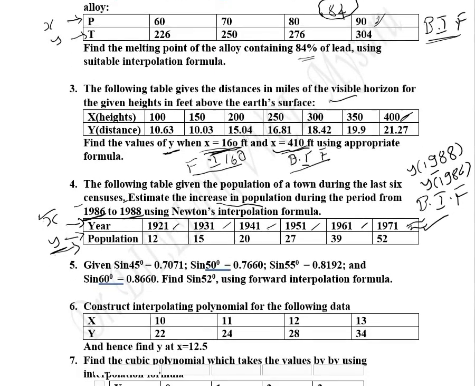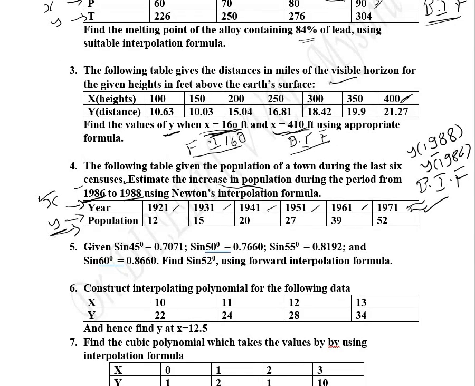Next, given sine 45 degree. So this represents sine x degrees equal to y. So x is 45 degree, 50 degree, 55 degree, 60 degree. Y is nothing but the right hand side value. So using this data, find sine 52 degree. 52 is nearer to 45 compared to 60. So use the forward interpolation formula. Here only forward interpolation formula is given, so no confusion. It means I am finding the value of y when x is equal to 52.